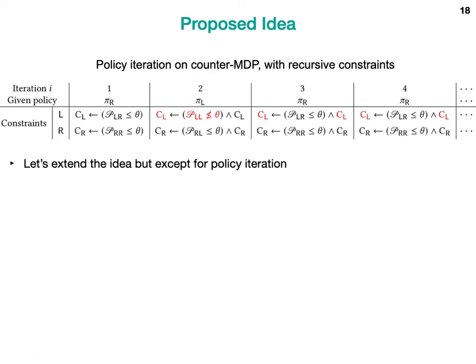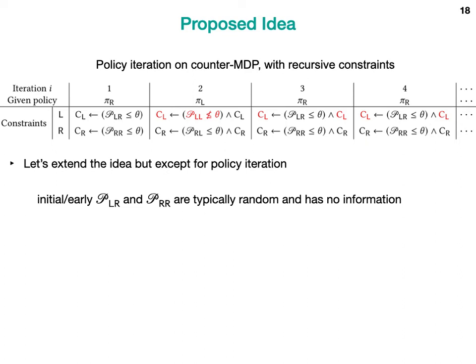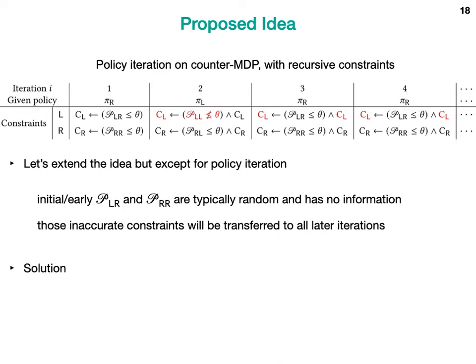So, we'd like to extend this motivational idea to other dynamic programming and reinforcement learning methods such as value iteration and Q-learning. But except for policy iteration, initial or early estimates of the probabilities are typically random and have no reliable information. And those inaccurate random constraints will be transferred to all later iterations, messing up the constraints all the way to the end. So we provide two solutions to this.